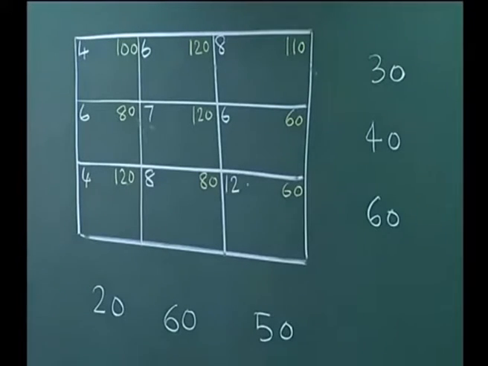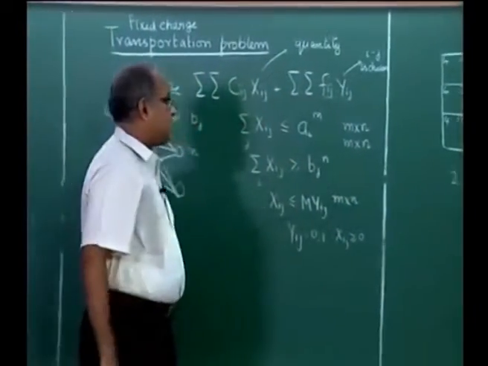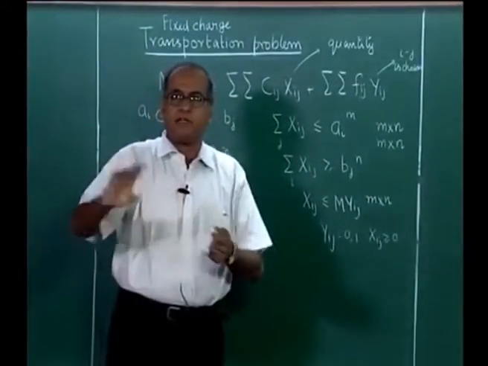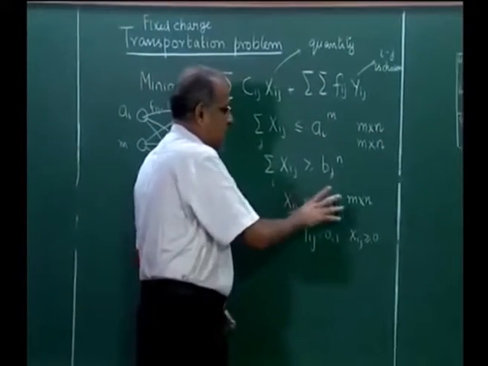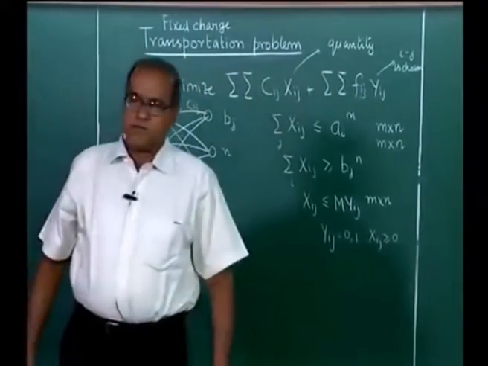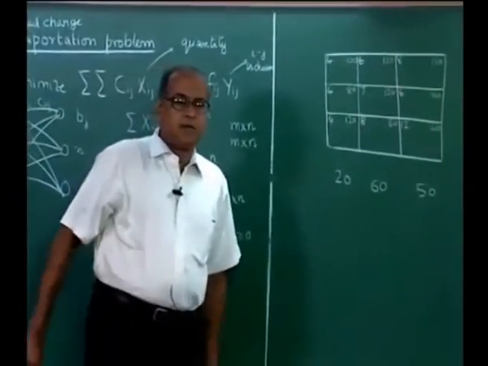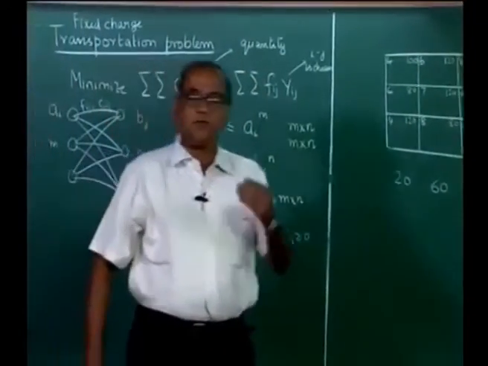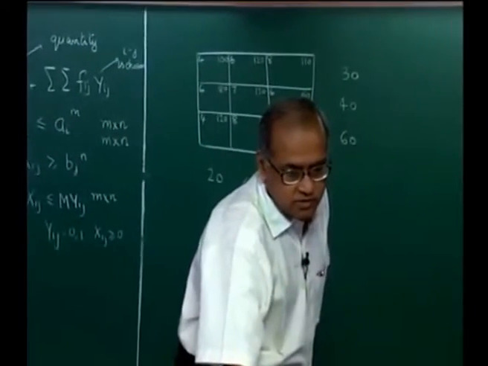Now if all the Fij values are 0, which means there is no fixed charge, the problem will automatically become a transportation problem. So if all of them are 0, then there is no need to have this set of constraints, and it will become a transportation problem. For the purpose of illustration, let us look at the optimum solution to the transportation problem without the fixed charge, and then let us see how the solution looks.